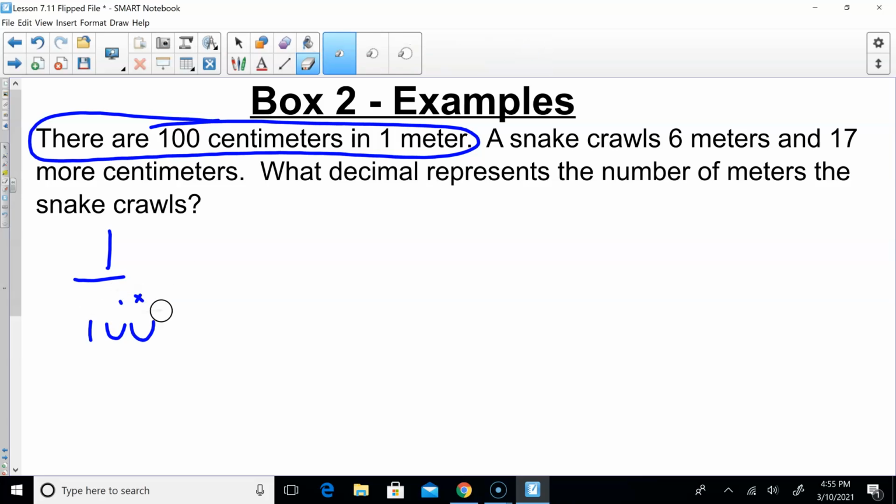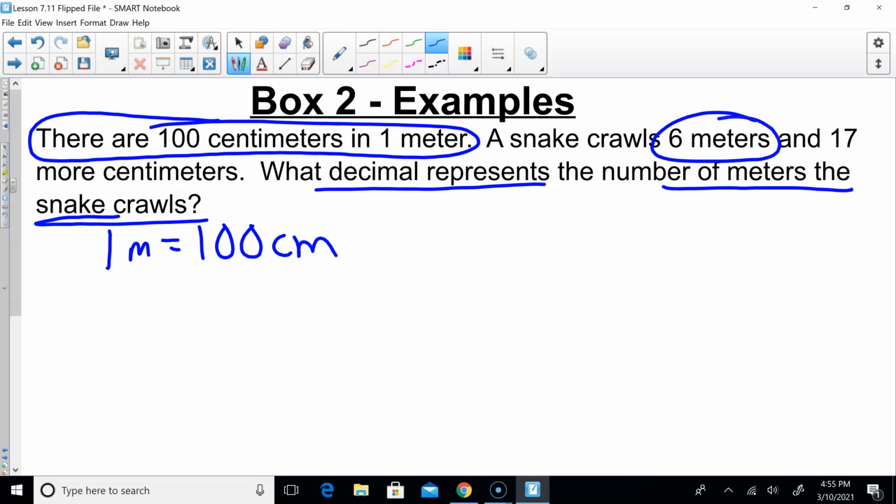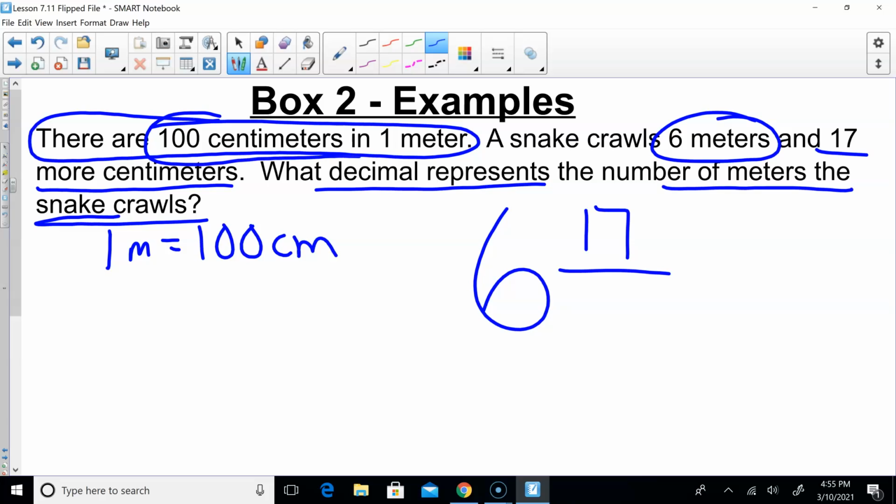I don't know if I wrote that, so I'm going to erase it right now. It should be this way. 1 meter equals 100 centimeters. So in order, it says what decimal represents the number of meters the snake crawls? Well, he crawls 6 meters, so that would be 6 whole meters. He then crawls 17 more centimeters. So 17 is not a full meter, it's part of a meter. So it would be 17 over, what would it be over? Well, it would be over 100 because 100 centimeters equals a meter.